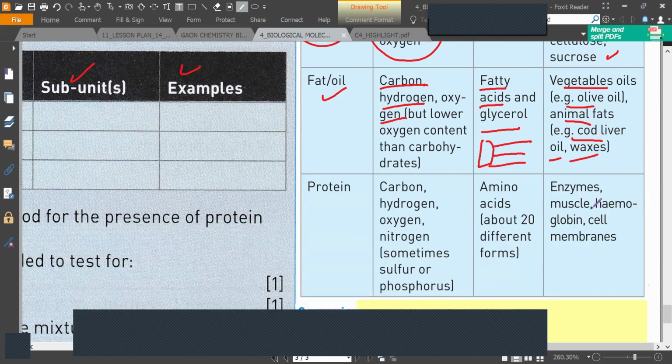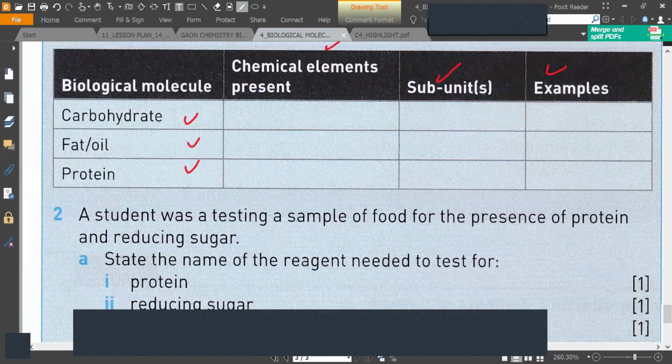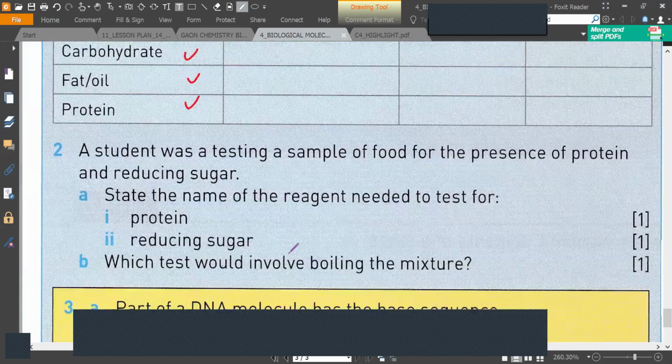Protein is made out of carbon, hydrogen, oxygen, nitrogen always, and sometimes sulfur and phosphorus. The subunit will be amino acids, about 20 different forms in the human body. Examples of protein: enzyme, muscle, hemoglobin, cell membranes. Okay, next, second question.